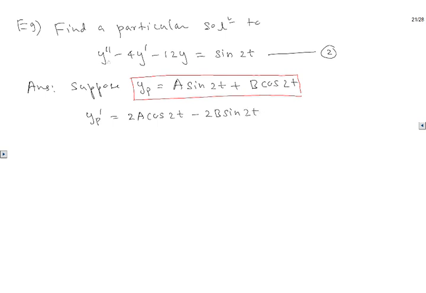You can see the second derivative here, so that means you have to find the second derivative as well. If you take the second derivative, sine becomes cosine, and cosine becomes sine with the negative sign, so negative 4a sine 2t. And here, sine becomes cosine, so negative 4b cosine 2t. Okay, now what we can do is substitute.